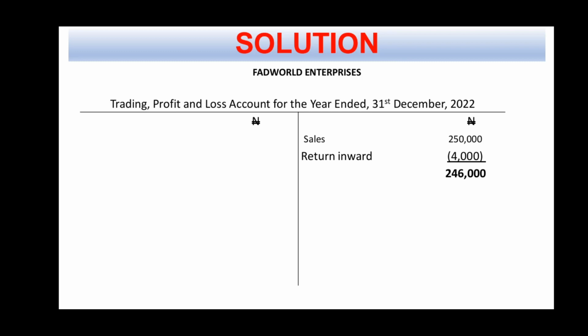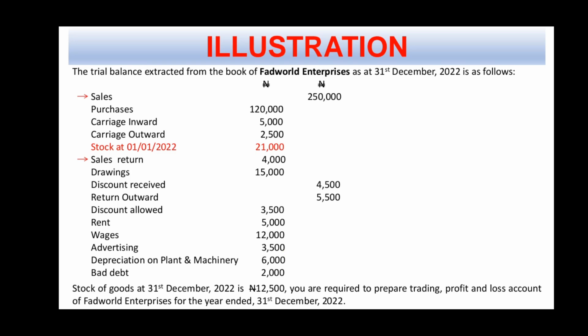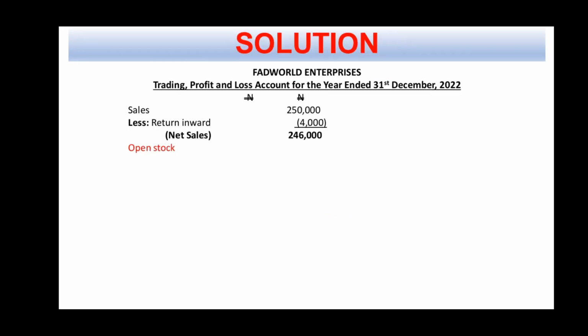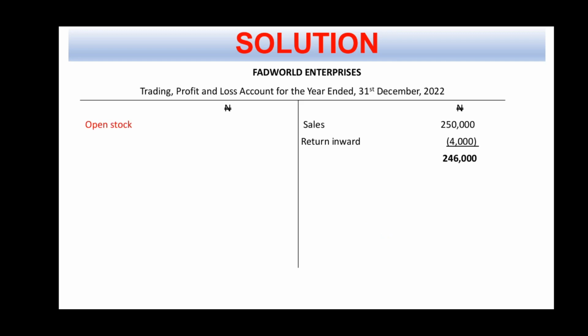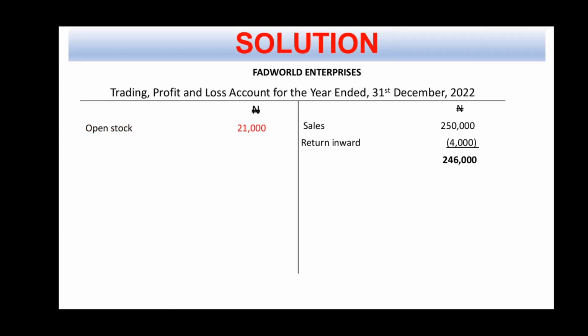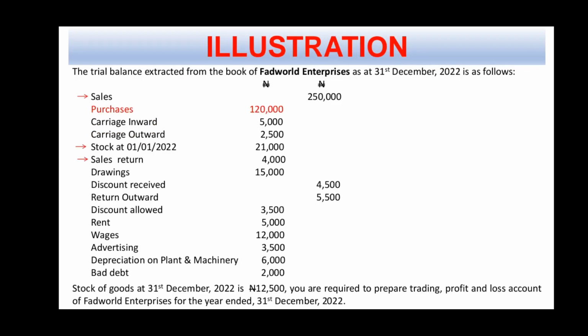Then the next thing is what? Our cost of goods sold, which I said comprises what? Opening stock, purchases, carriage inward. Our opening stock, we have stock at 1st of January, 01/01/2022, which is 21,000. That is our opening stock. So we have opening stock 21,000 naira. But if we are using the T format, just like I said, anything expenses will be at what? At the debit side. So which means our opening stock will be at the debit side as opening stock 21,000 naira. Now back to the question.